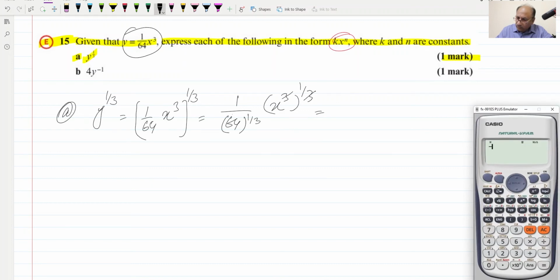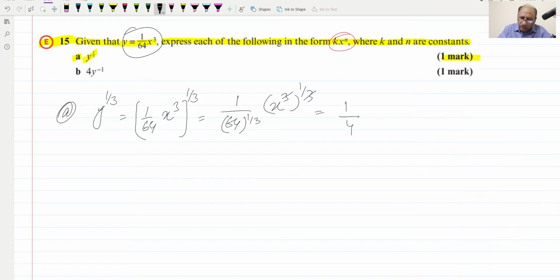It will be basically 1 over 64 raised to the power 1 over 3, and this will be equal to 1 by 4. So directly we can write 1 by 4x, and this will be our final answer for this part.